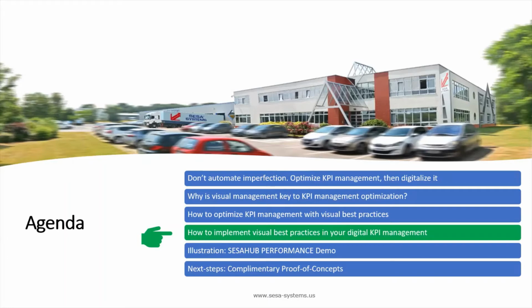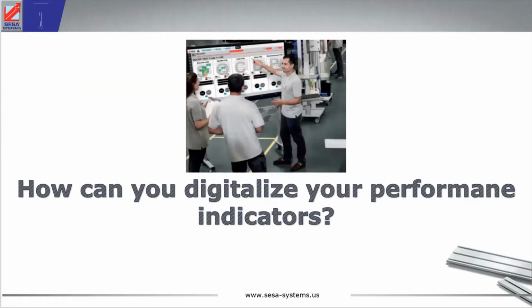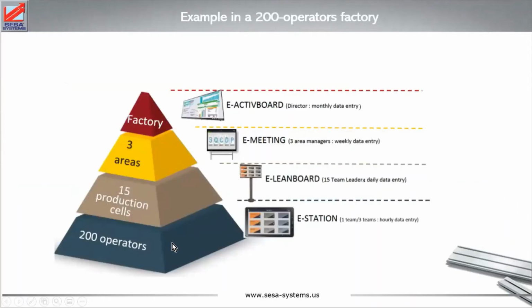Now we're really getting to the subject of today's webinar and the reason why you are here, which is how do we implement this into the digital world? So the way that we're seeing this is very similar to what you've seen before. Now I think you really get the idea that we try to make sure that the digital tools that are available to you really reflect the best practices of good visual management. So this is an example of a company client of ours where within one factory they have 200 operators and 15 production cells organized in three areas.